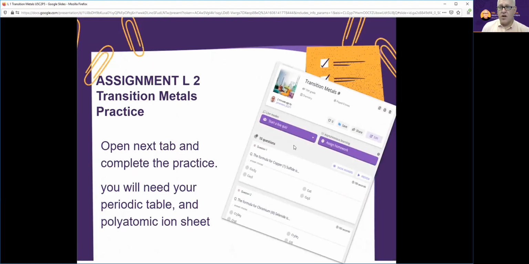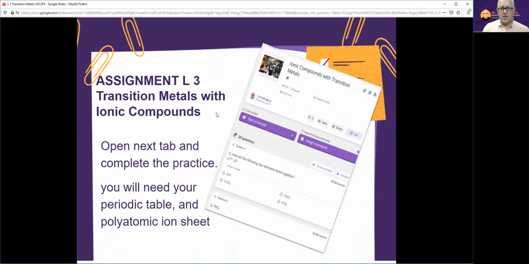Now, open up your next assignment tab. Do the practice on transition metals, L2. You're going to need your periodic table and your polyatomic ion sheet. I strongly suggest that you write them out on scrap paper first before you answer the questions on the quizzes. Then, after you've completed L2, go on to the next tab and open up assignment L3, transition metals with ionic compounds.